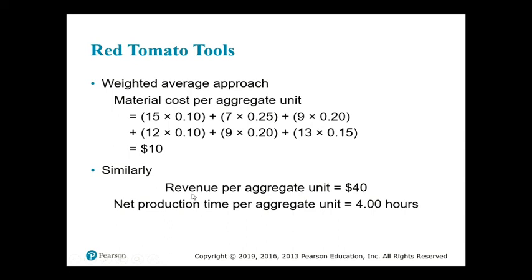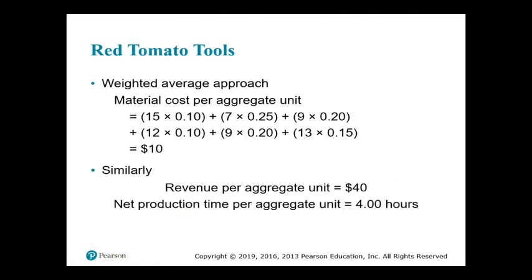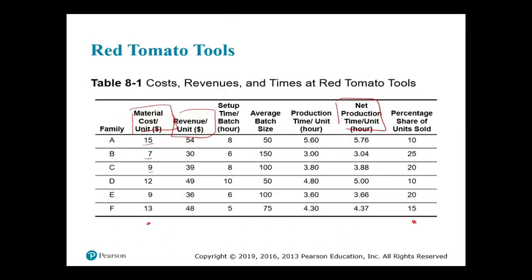Similarly, we can calculate the revenue for the aggregate unit. Again, the weighted average of these numbers with the weights in this column. And then the net production time is the weighted average of this column. So revenue is $40 and net production time is 4 hours. And one thing to point out here is this net production time includes setup time and the raw processing time.